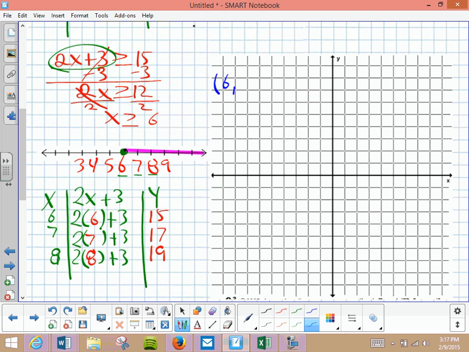6 is what? 15. 7 is 17. Do we have any negatives? No, that means we don't have to use that quadrant.